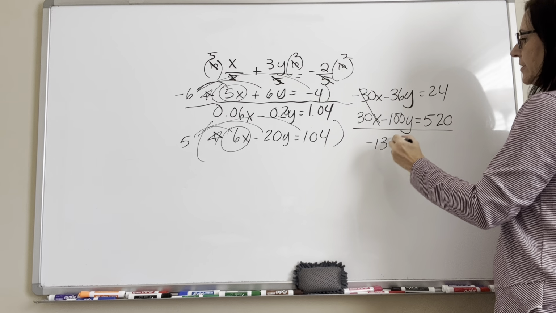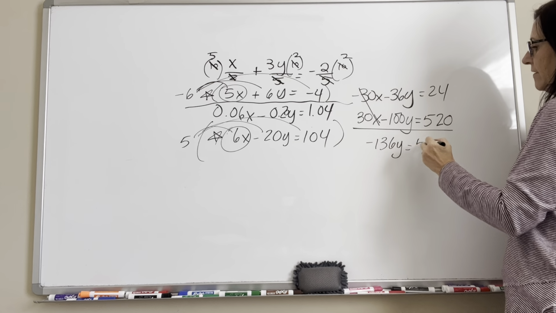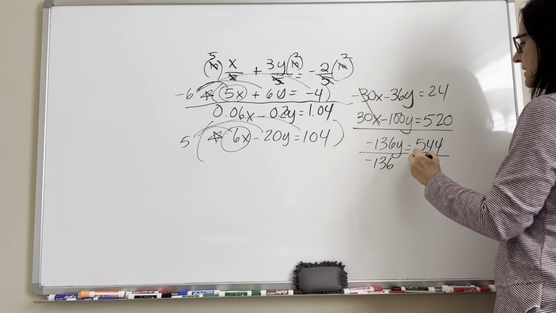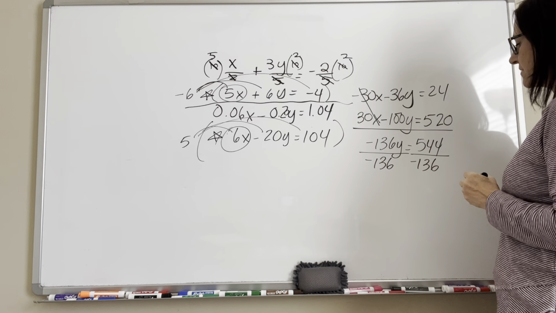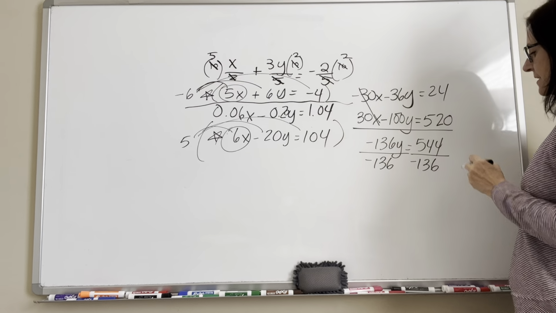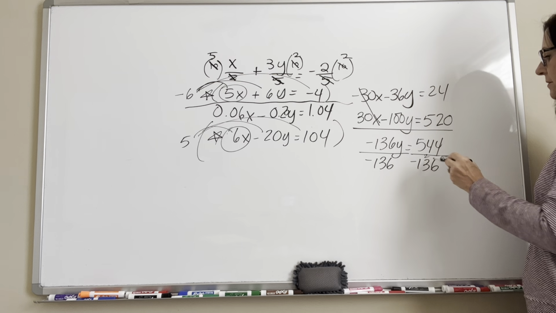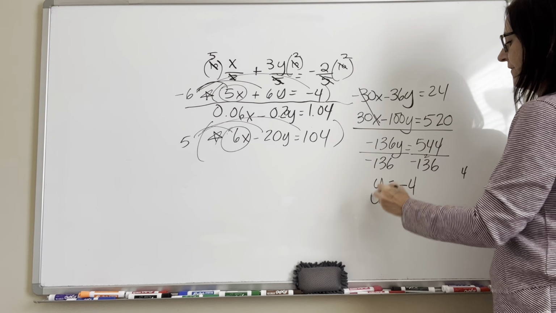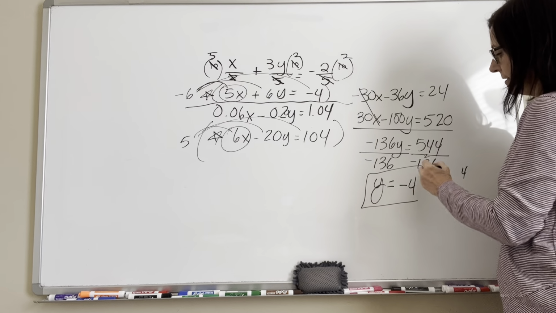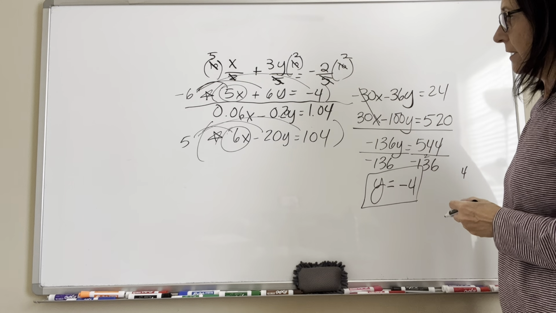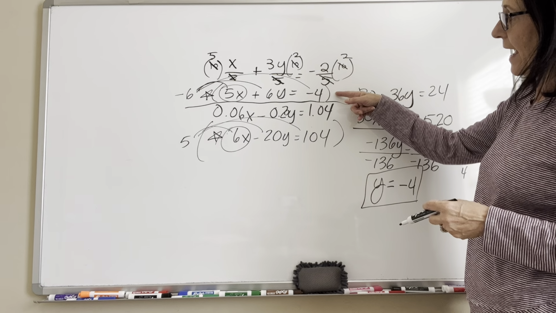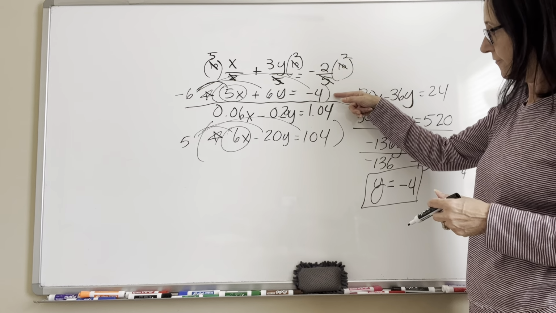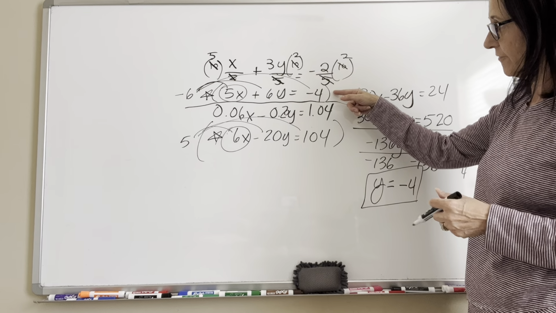That's negative 136y equals 544. I divide both sides by negative 136. I think that's 4. Is 4 times 136, 544? That's 24. That's 24. Yes. So I believe that negative 4 is the value of y. I'm not done. I have to solve for x. So actually, I'm going to plug y into this equation, and I'll solve for x.